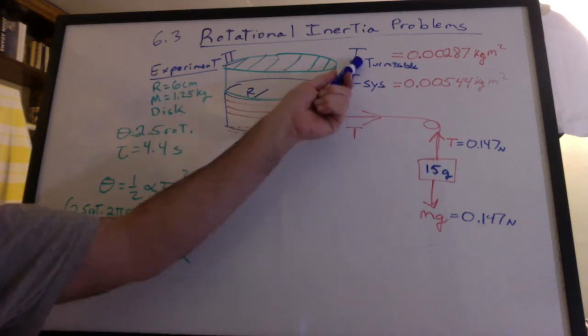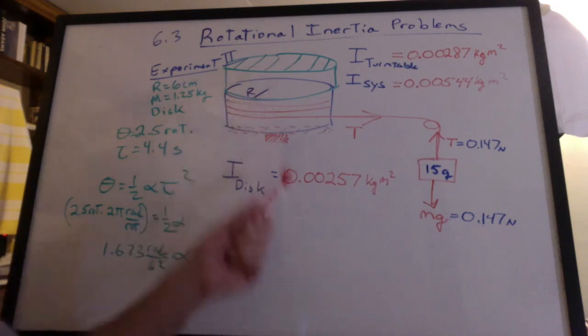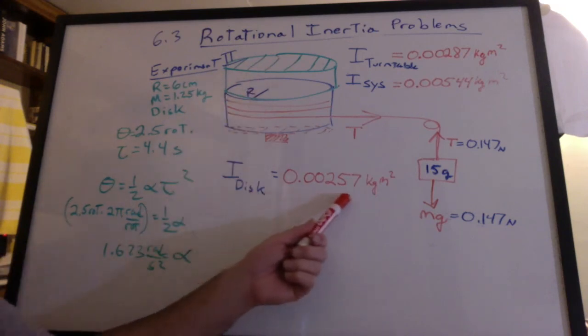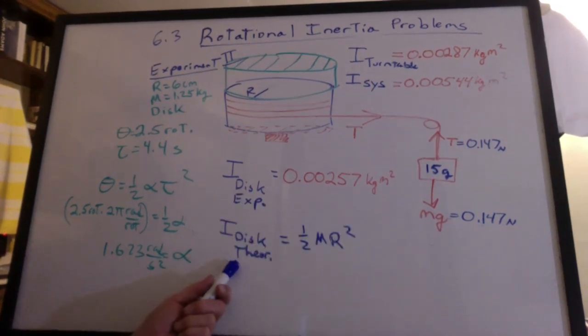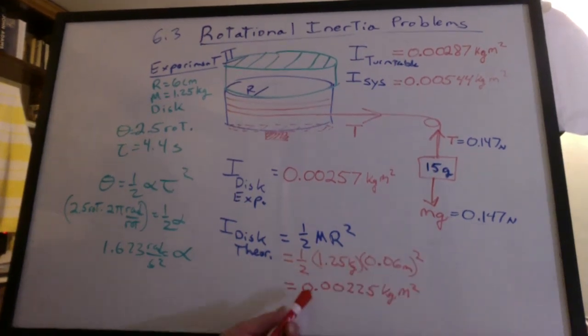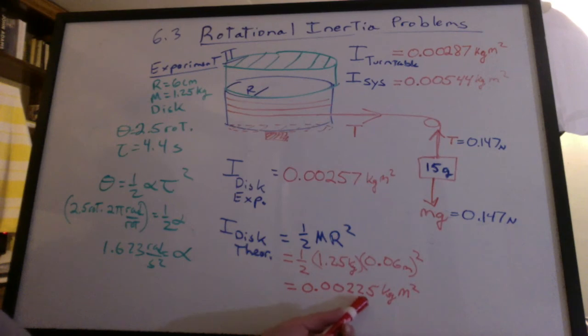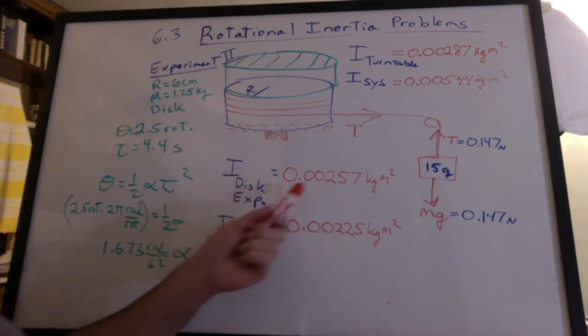There's the turntable. And here we have I for the disk on top, 0.00257 kilogram meters squared, which is experimental. Now we can compare it to the theoretical. Plug in the data, and we have 0.00225 kilogram meters squared. Well, as you can see, we're pretty close, but the experimental is a little bigger.